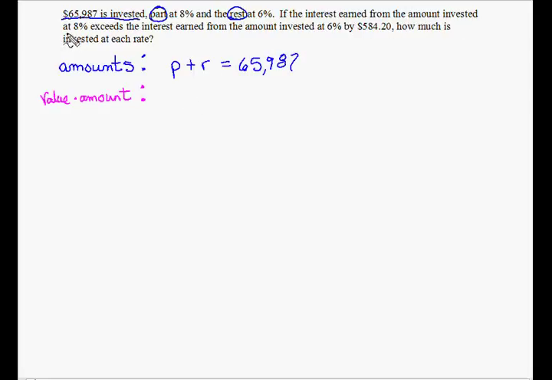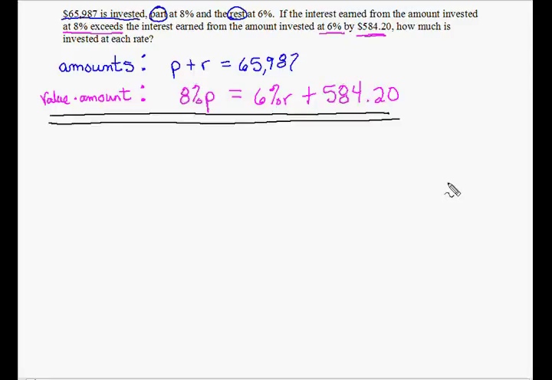We have the interest earning at 8% exceeds. Well, the value is 8%. The amount invested at the 8% was part. And now that's going to exceed. That means that it is in excess. It has more than the amount of interest earned invested at the 6% by this amount. So our 8% times part of it will be greater than our 6% times the rest of it by this $584.20.